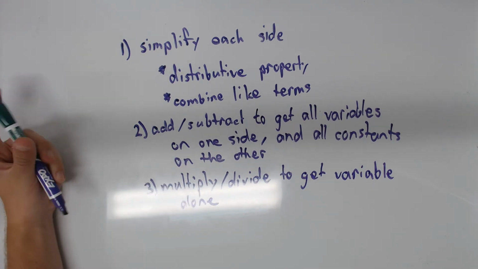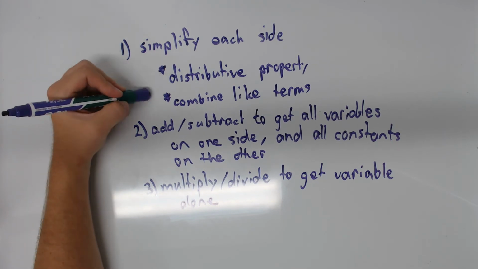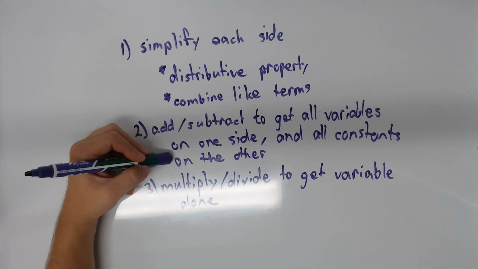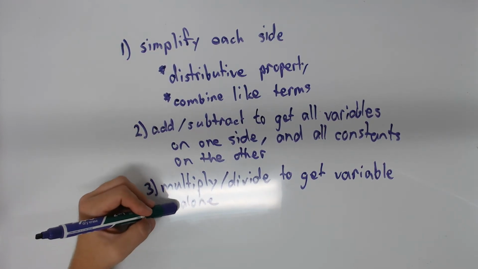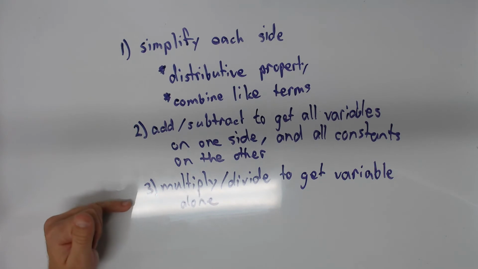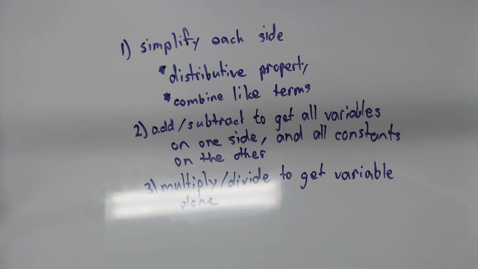So this little 3-step process might seem pretty straightforward. Distribute if you can, combine like terms. Then try and combine all of your variables on one side and constants on the other, and then multiply or divide. When we get to the actual math steps, it might look a little more complicated, but always just go back to this. You'll always have a starting point to look for if you follow a little strategy like this. So let's look at some examples.